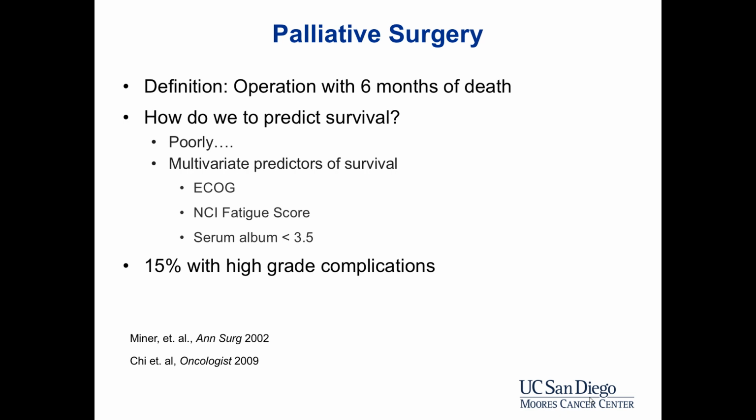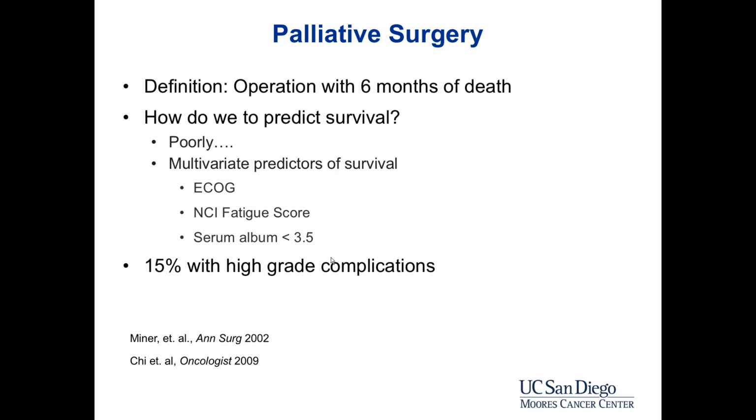There are some scoring systems, such as the Eastern Cooperative Oncology Group, or ECOG score, which is a marker of somebody's performance status. There's fatigue scores, the serum albumin, which is a marker of nutrition status, are different ways that we can have general ideas about the fitness of a patient. But overall, as physicians, we're not always so good at predicting who's going to do well versus not.